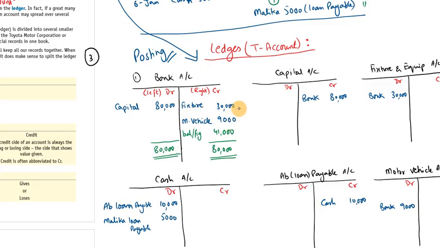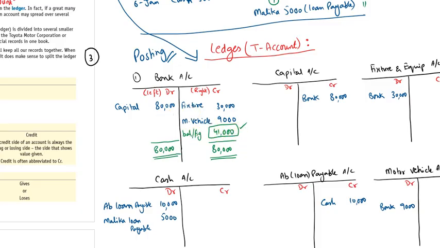So 41,000 will be the balancing amount. Can you get this point? So if we add 41,000 plus 9,000 plus 30,000, the answer will be 80,000. Get it, student? Yes. Okay.